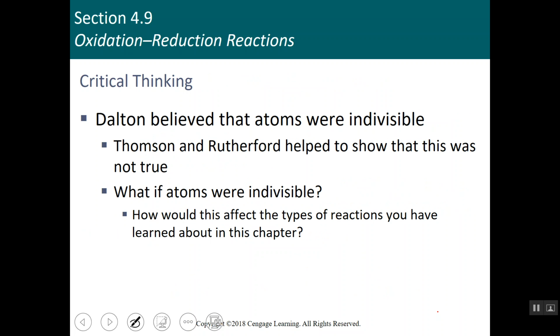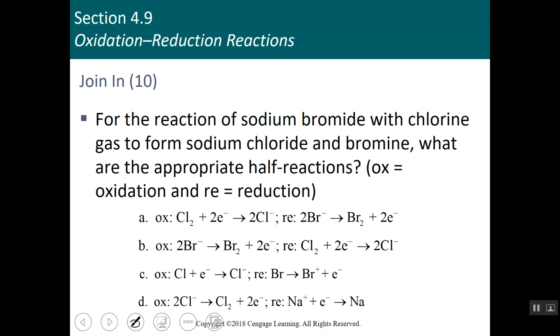I thought this critical thinking question was rather interesting. Dalton believed that atoms were indivisible. Thomson and Rutherford showed him this was not true. What if atoms were indivisible? How would this affect the type of reactions you've learned about in this chapter? So, for instance, what we just talked about, if something loses or gains electrons, that's part of an atom. And if it were indivisible, we would not have oxidation reduction reactions. So that's an interesting thought.